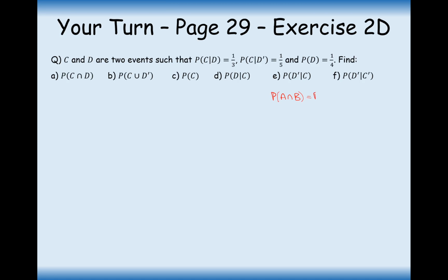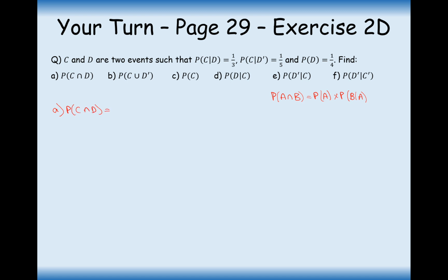Right, okay, let's have a go at this question then. I'm just going to write out the formulas that we need to use. It's B given that A. Okay, so let's have a go at part A then: the probability of C and D being true. We know the probability of C given D is true, C given that D is not true, and the probability of D. Okay, so let's start off with this first one here then.